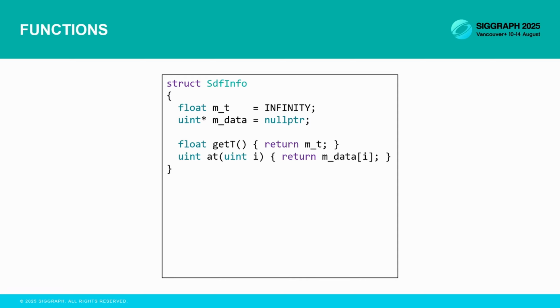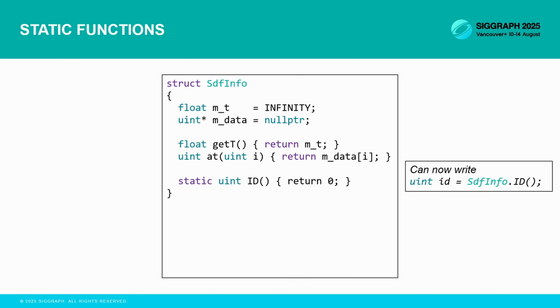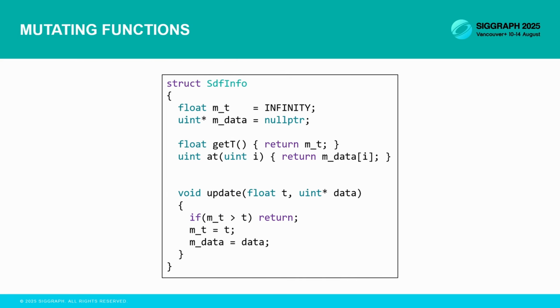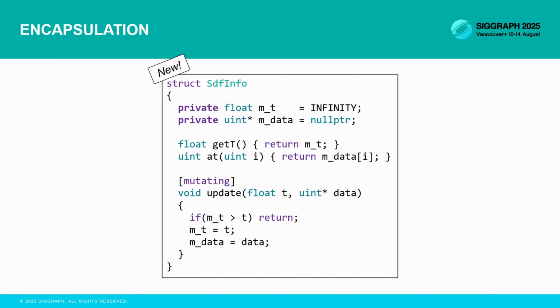Structs can also have functions. These work like member functions in other programming languages. And you can have static member functions. Here id is a static function and I can write sdf info : id. Functions are const by default. If a function changes struct values, then you need to mark it as mutating. Slang also lets you make member variables and functions private using the private keyword. This is useful for the same reasons as in C++ and other languages.